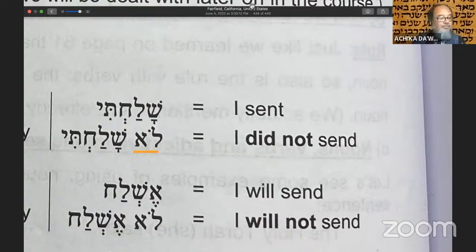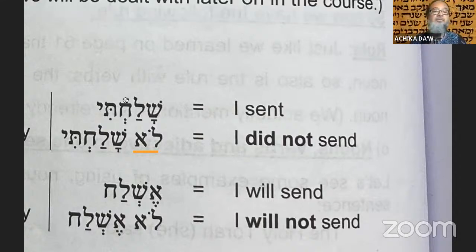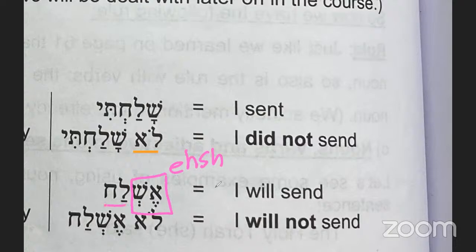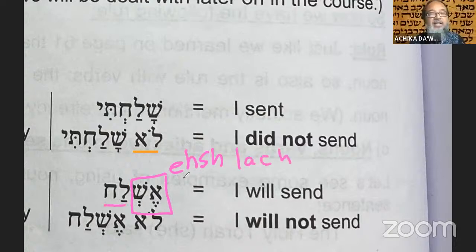What do you got? Somebody tell me, "I will sin." How do you say that? Come on. You got it. You said it. Eshlach. E-S-H-L-A-C-H. Eshlach. Okay. So we know shalak means to sin.